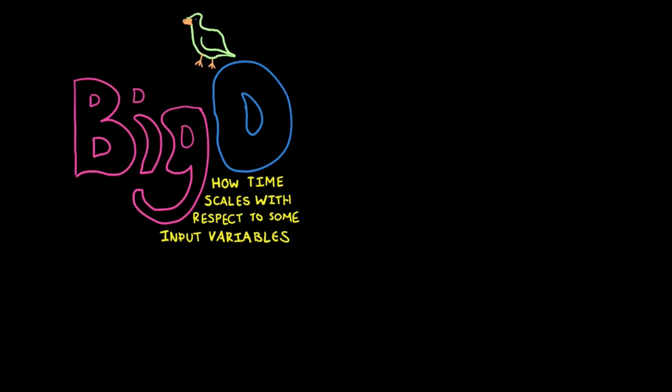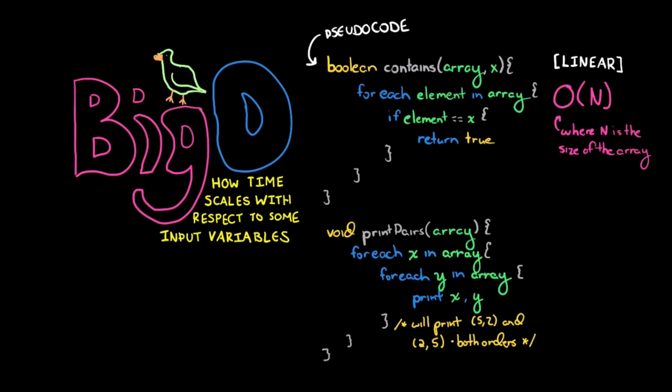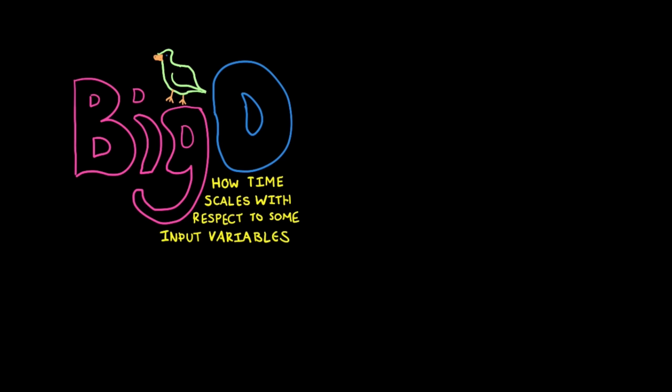So I'm going to talk about four specific rules, but first let me show you what this might look like in code. So let's consider this simple function that just walks through an array and checks if it contains a particular value. So you would describe this as O of n, where n is the size of the array. What about this method that walks through an array and prints all pairs of values in the array? Note that if it has the elements 5 and 2 in the array, it'll print both 2, 5 and 5, 2. So you would describe this probably as O of n squared, where n is the size of the array. You can see that because it has n elements in the array, so it has n squared pairs. So the amount of time it's going to take you to run that function is going to increase with respect to n squared. Okay, so that's kind of the basics of Big O.